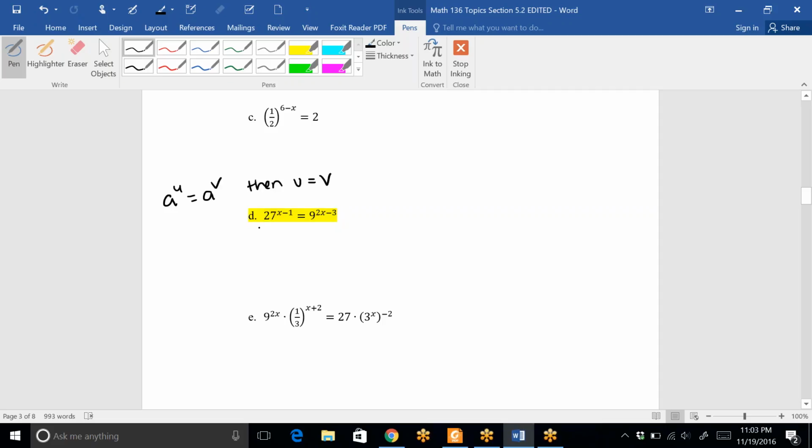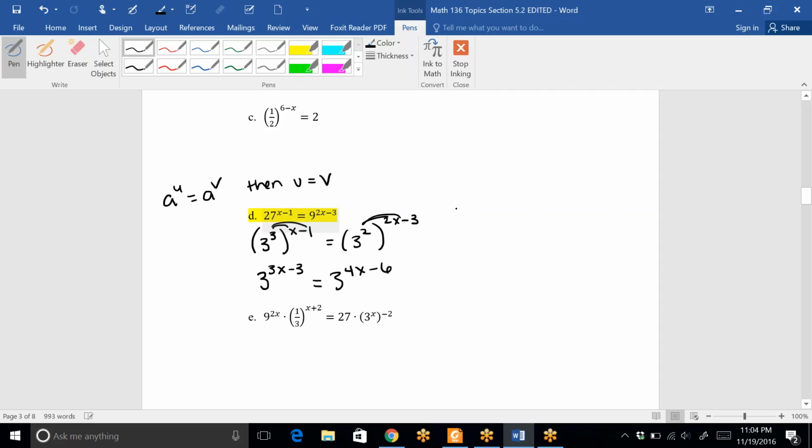27 and 9 do not have the same base, but they both have base 3. 3 cubed is 27, and 3 squared is 9. By exponent laws, a power means we multiply, so we would distribute this. So that would be 3x minus 3. Distribute this. This would be 3 to the 4x minus 6.